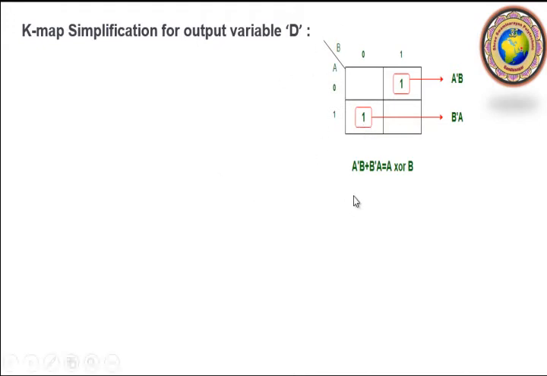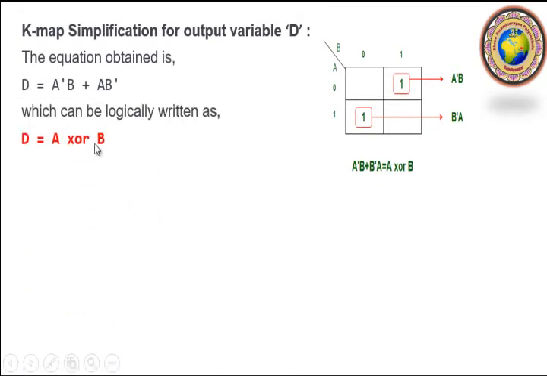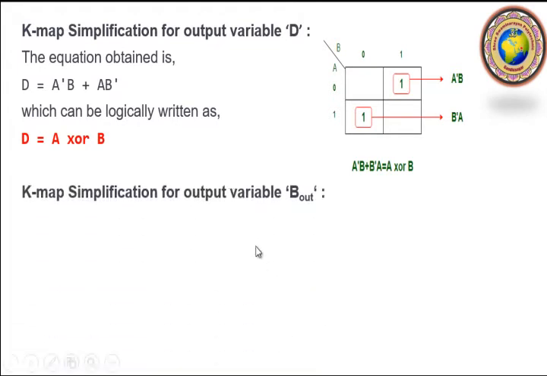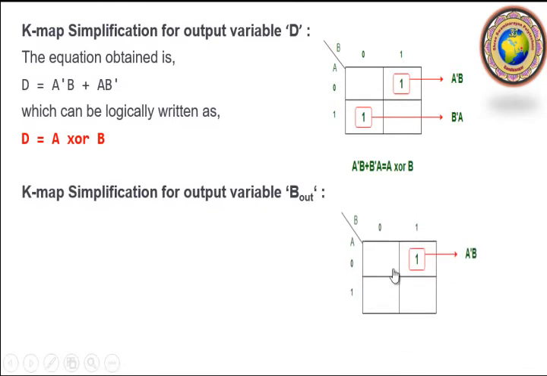Accordingly, we can write the equation D is equal to A bar B plus A B bar, which can be logically written as A XOR B. Okay, so this is the output for variable D, and now our second output variable is B out.